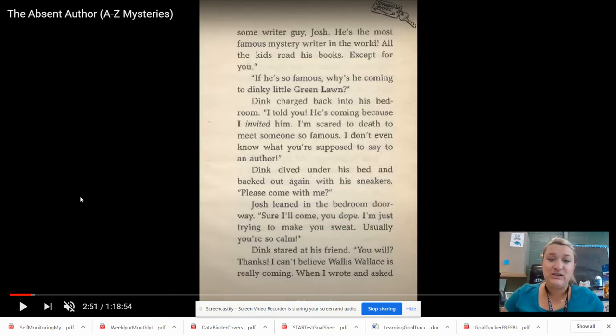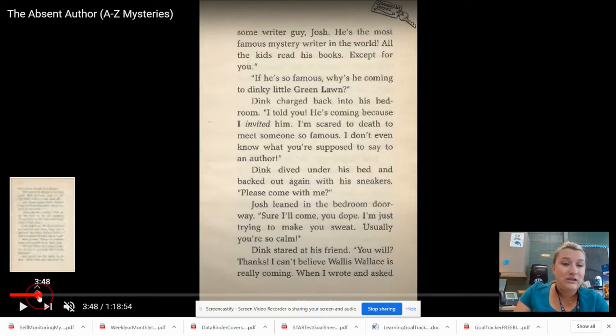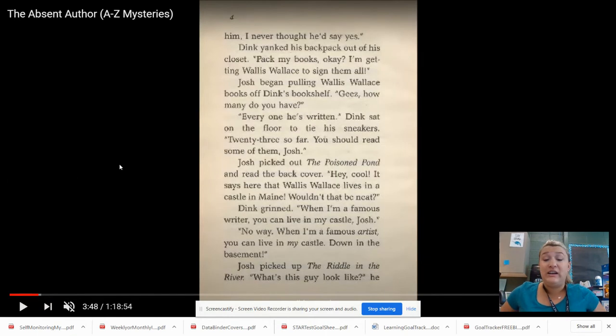Dink charged back into his bedroom. I told you, he's coming because I invited him. I'm scared to death to meet someone so famous. I don't even know what you're supposed to say to an author. Dink dived under his bed and backed out again with his sneakers. Please come with me. Josh leaned into the bedroom doorway. Sure, I'll come, you dope. I'm just trying to make you sweat. Usually you're so calm. Dink stared at his friend. You will? Thanks, I can't believe Wallace is really coming. When I woke up, I asked him. I never thought he'd say yes.